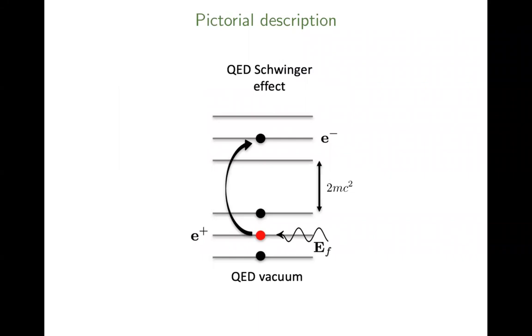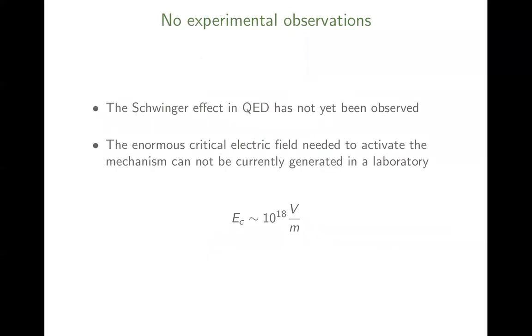This is a pictorial picture of the Schwinger effect. You can apply an external electric field and you excite an electron from the Dirac sea. And the problem is that since the rest energy of the electron is 0.5 mega electron volt, the electric field needed to activate the effect is enormous. So the Schwinger effect has never been observed in a normal laboratory because you can't really achieve this huge electric field. Okay? So this was just a very basic historical introduction.